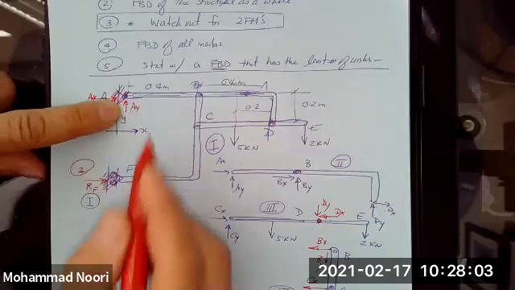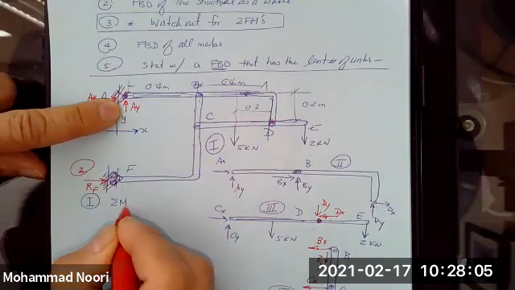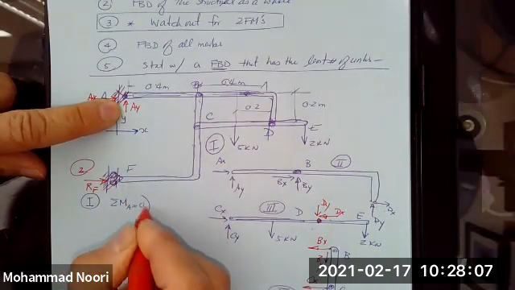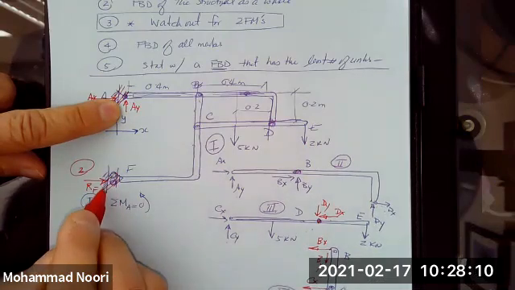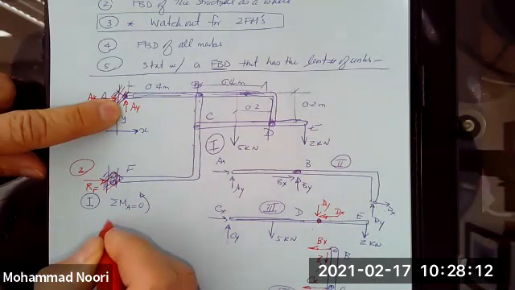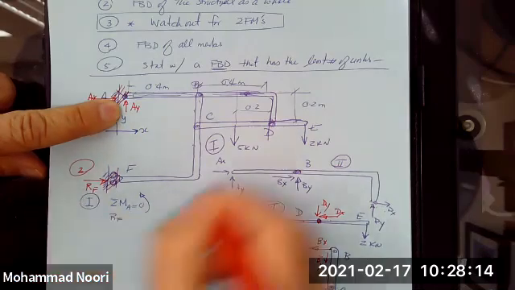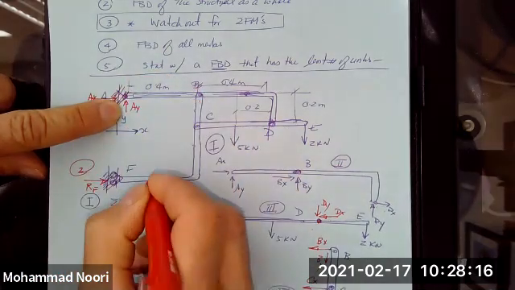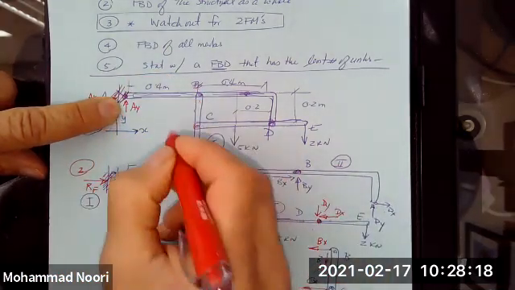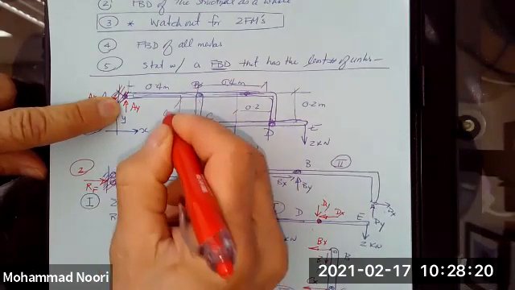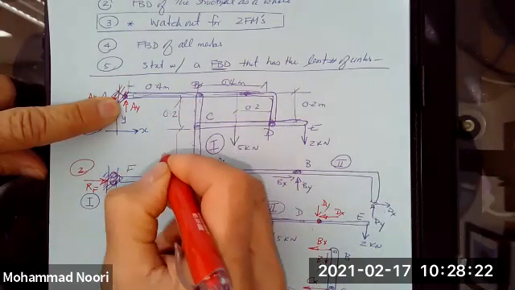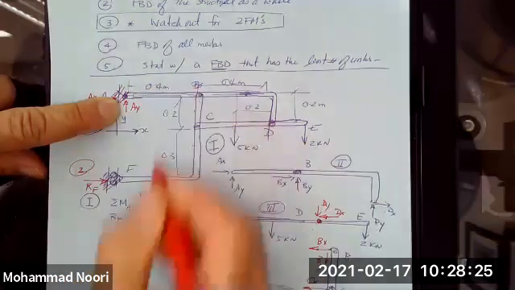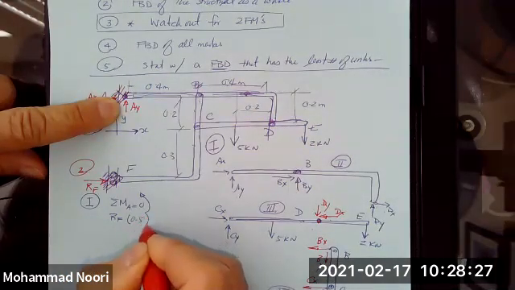I want to solve this. With 3 unknowns, take the summation of moments about point A to get rid of those 2 unknowns and find this one, RF. So I get RF counterclockwise. This distance is given. I forgot to give you, this is 0.2. This is 0.3. So RF times 0.5.